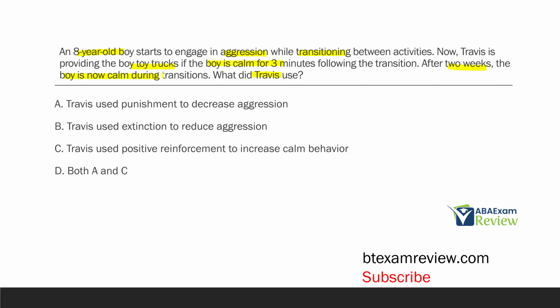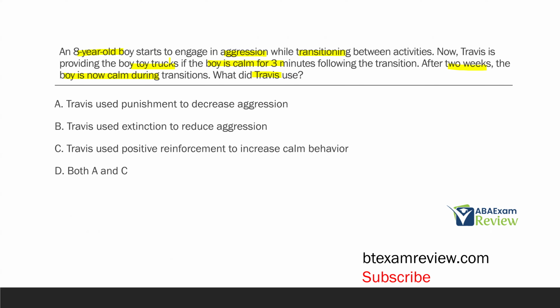Now, when a behavior increases as a result of a consequence, what was the consequence? Well, it was reinforcement. Reinforcement increases, and then we have punishment and extinction, which decrease. So given all that, what do we know Travis used? A, Travis used punishment to decrease aggression.